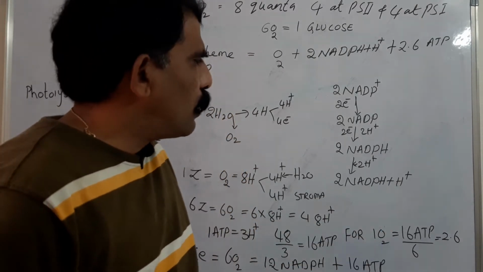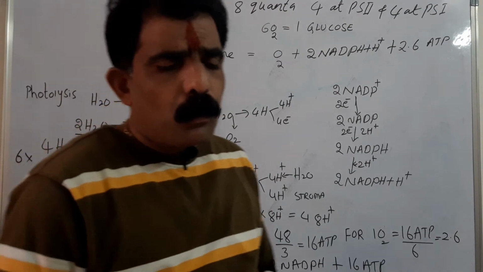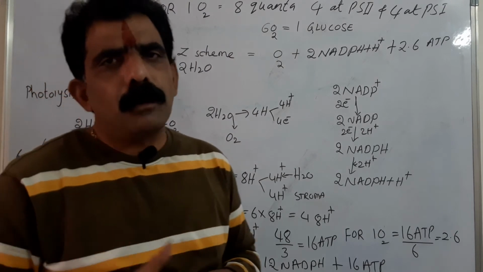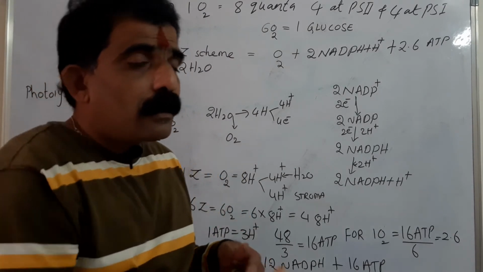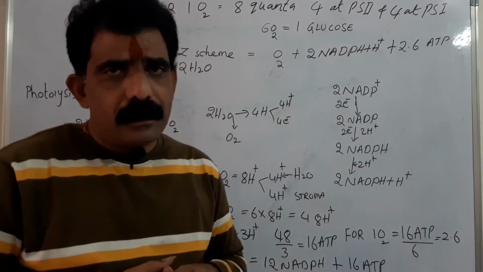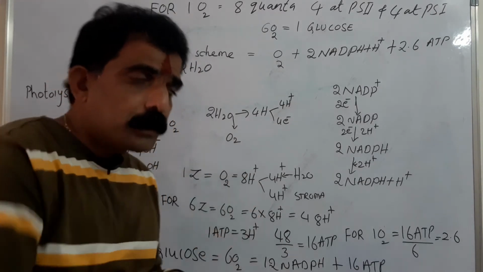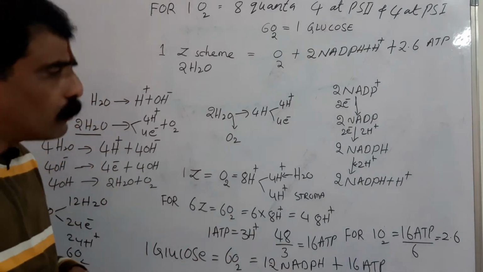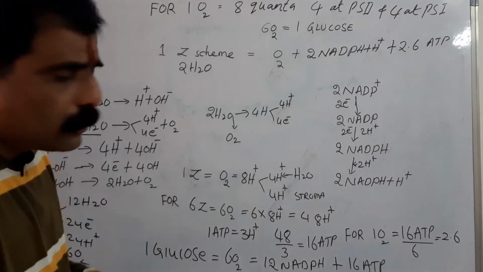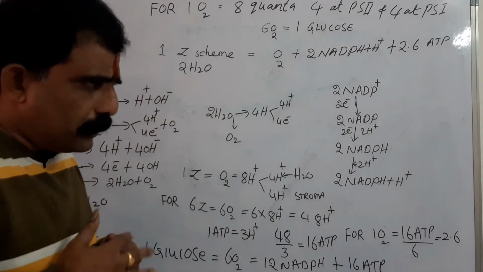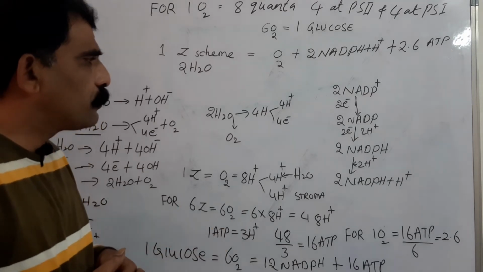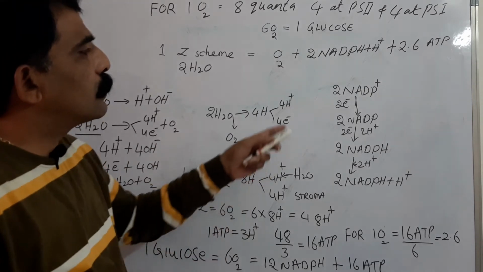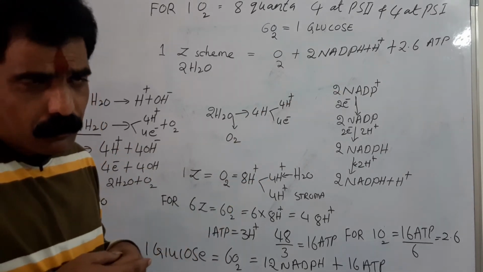Actually, for the reduction of NADP, who donates the electrons? In the electron transport system, we have seen PS1 donates the electrons. In PS1, electron deficiency is created, that is fulfilled by PS2. In PS2, electron deficiency is created, so that is compensated by water molecules. So water molecule donates electrons to the reaction center P680. So in other words, we can say that water molecule donates both the electrons and even the protons for the reduction of NADP.